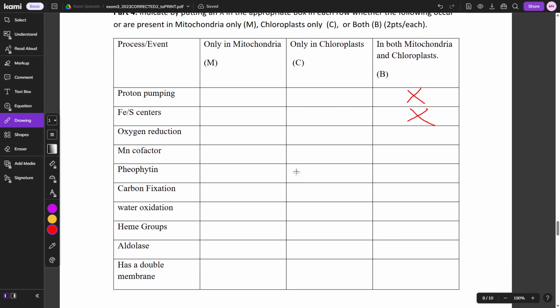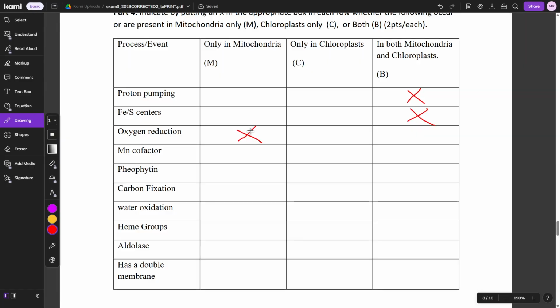Okay, oxygen reduction. Mitochondria. What does the chloroplast do? True, it does not reduce oxygen. What does it do instead? Oxidizes water. Yeah, it oxidizes water and turns water into O2 gas. Believe it or not, guys, we actually breathe oxygen gas from plants. So that's where you get the oxygen gas from. We're oxidizing water and turning it into O2. And then we use the O2 in our mitochondria for cellular respiration.